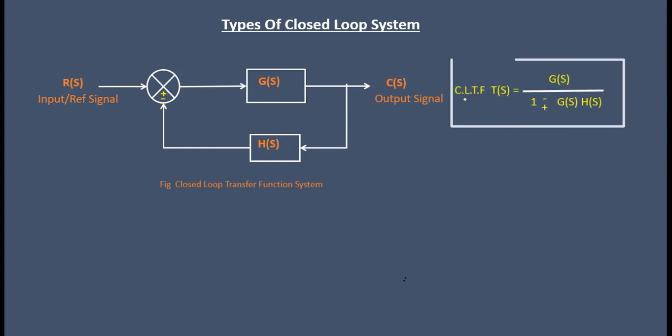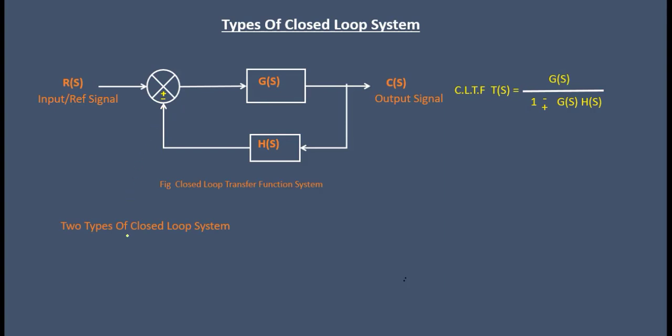So we know the closed loop transfer function of this block diagram will be G(s) upon 1 minus plus G(s) into H(s). The feedback signs are positive, negative in the figure, but in the transfer function equation in the denominator we get negative, positive. So we can say we have two types of closed loop system. First is the positive feedback closed loop system and second is the negative feedback closed loop system. So let us find the simple transfer function of positive feedback system and negative feedback system.